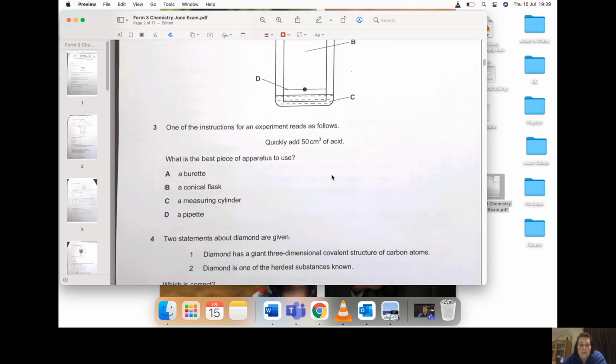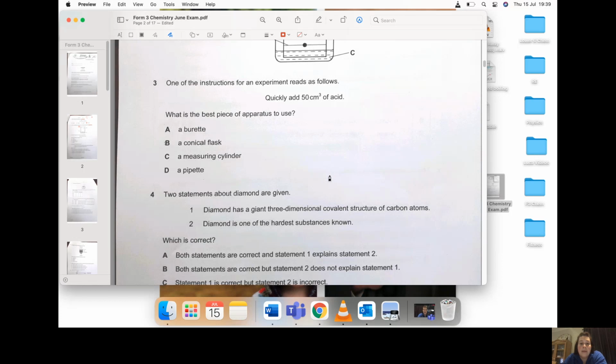Question 3. One of the instructions for an experiment reads as follows: quickly add 50 centimeters cubed of acid. So what are they caring about? They're caring about speed, not necessarily accuracy. So which is the best piece of apparatus to use? It's going to be a measuring cylinder.